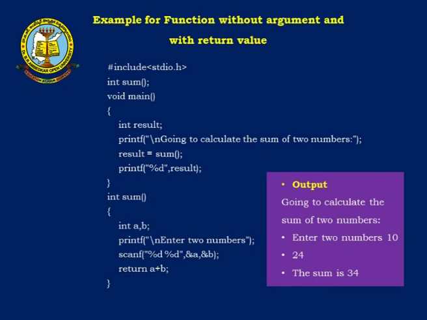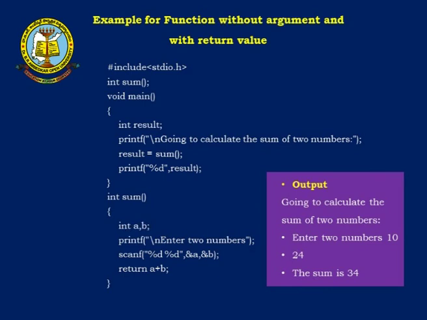So as we mentioned already, the return type of this sum function is int type. So that's why return a plus b, when we are writing a plus b, that value will be returned. A is int type, b is int type, and a plus b also must be int type. So here that should match the return type of this function.